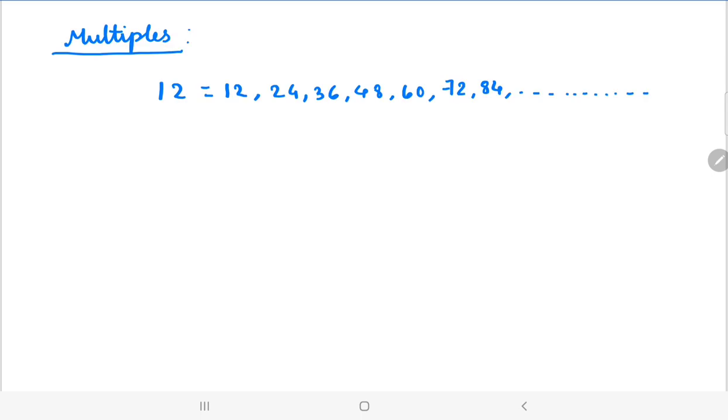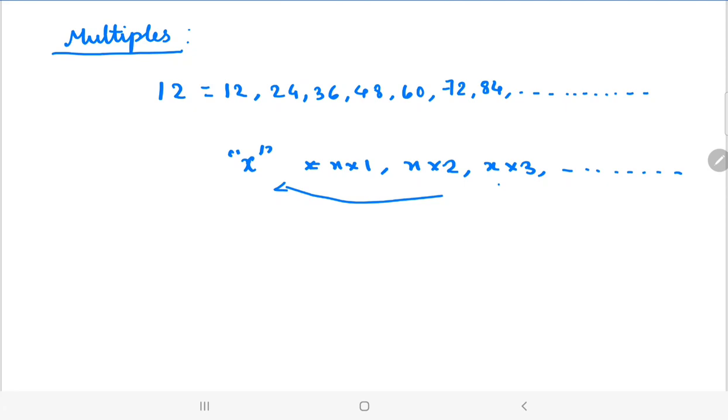Let us move on to what is meant by multiples. So what is meant by multiples? Multiples are nothing but, if you take any number, for example, I am taking the number as x. If I multiply x into 1, it is a multiple of x. If I multiply x into 2, that is a multiple. If I do x into 3, that is also a multiple of x, and it will go on. For your better understanding, I have taken an example over here.